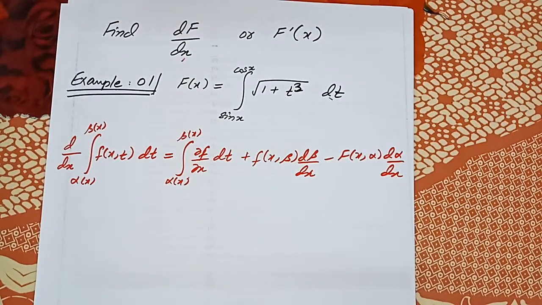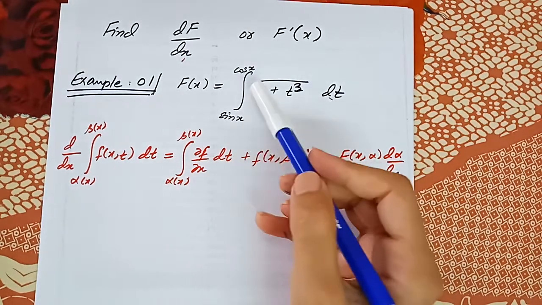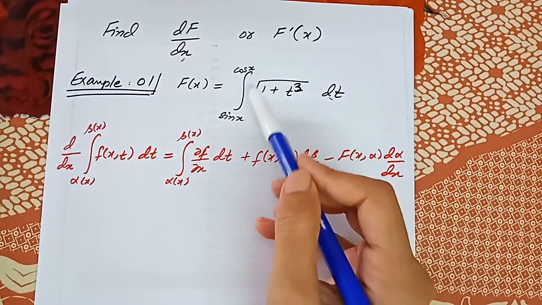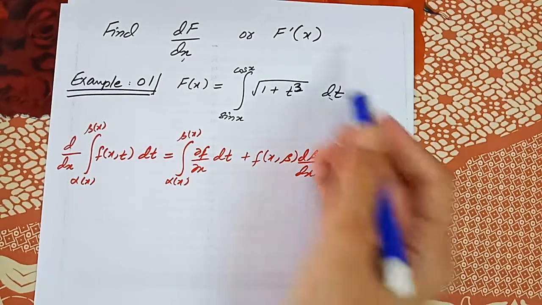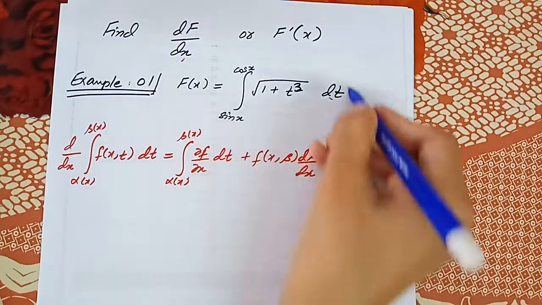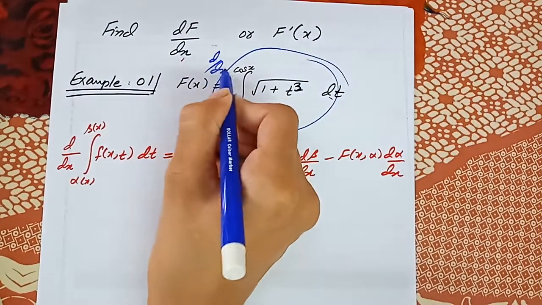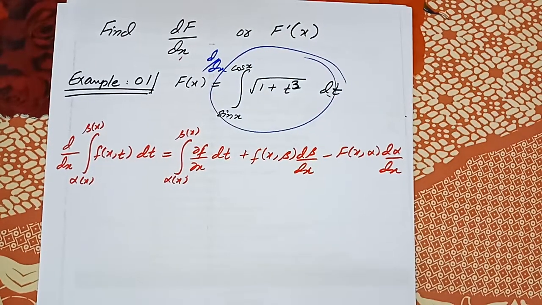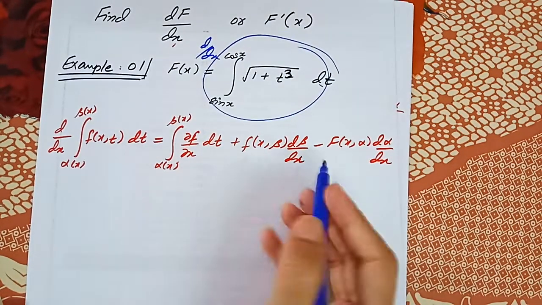Now we have this integration from sine of x to cosine of x, square root 1 plus t cube dt. Now we want to find its derivative, basically d by dx of this integral. So how can we find its derivative? You can use the Leibniz rule here.